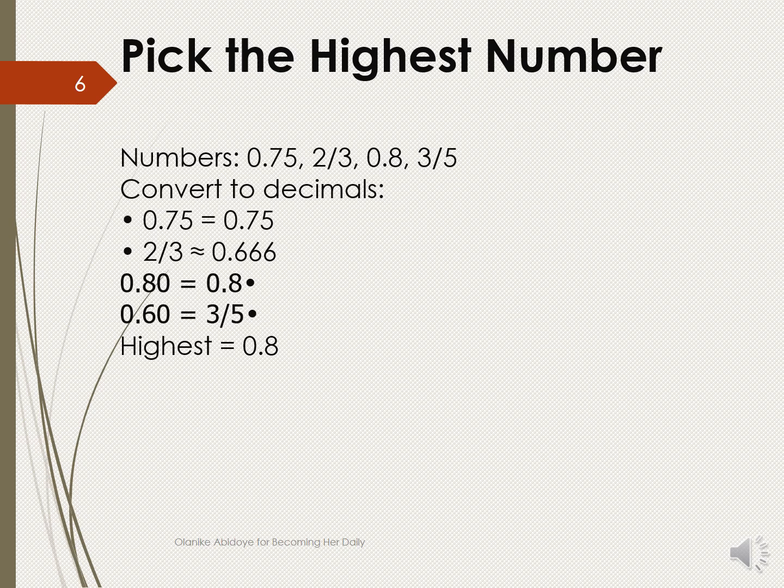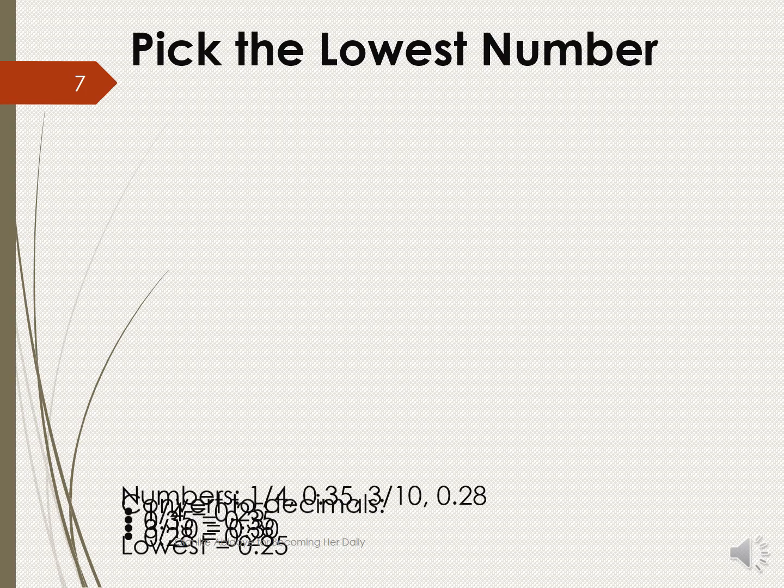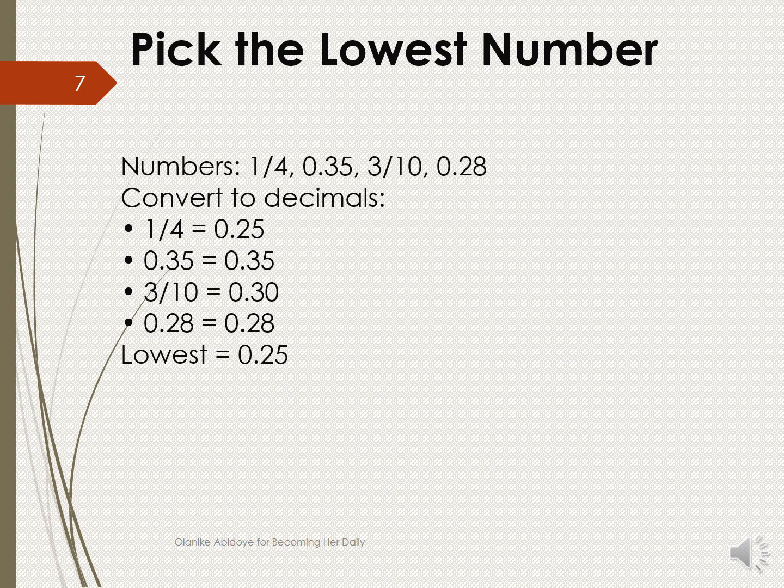So we go for the next one, which is picking the lowest number. They can give us a set of numbers, a mixture of fractions and decimals, and we should find which one is the lowest among all. Then the best way is to convert all of them to decimal. And when you do that, 1 over 4, we have 0.25, 3 over 10, that's 0.30. That's just by our long division that we did the other time, the 0.28. So going by all this, the lowest number in this case will be 0.25.